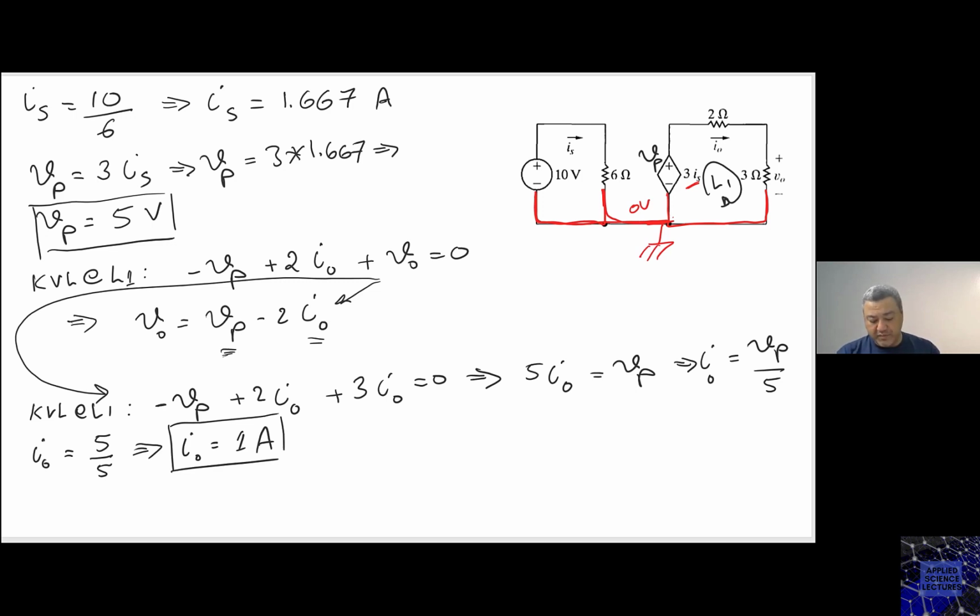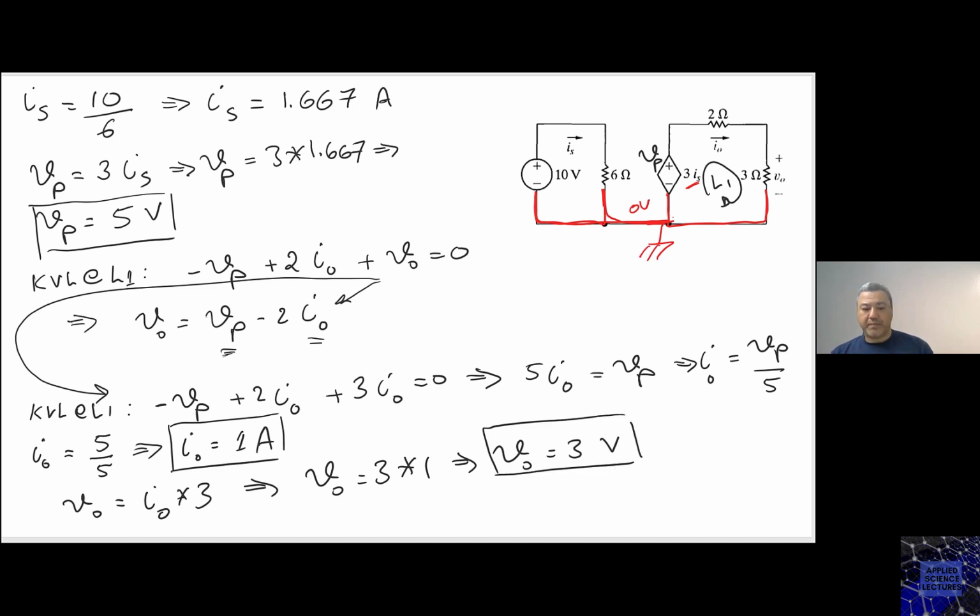What about V naught? Look at the relationship now. V naught is I naught times the 3, then V naught is 3 times 1, V naught is 3 volts. Okay, so this is how we found V naught.